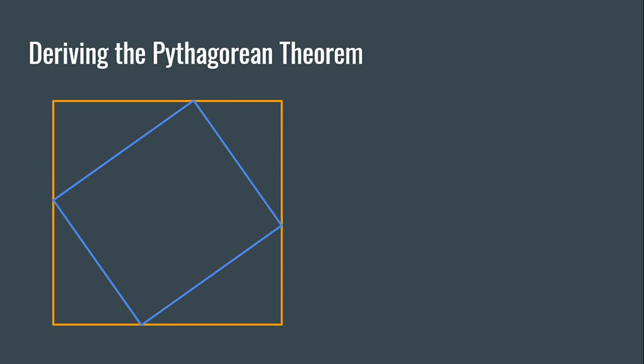Okay, so with these being squares, we can automatically assume a couple of things. One is that we have right angles. So we can automatically assume that these are right angles because we know that this is a square. Same goes for this square. These are right angles.